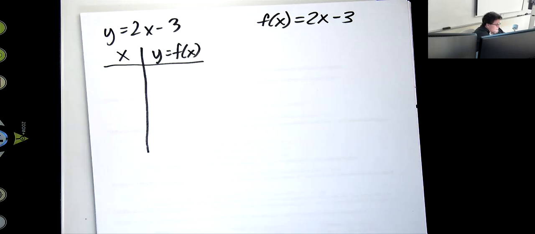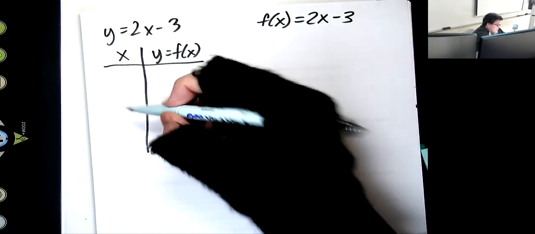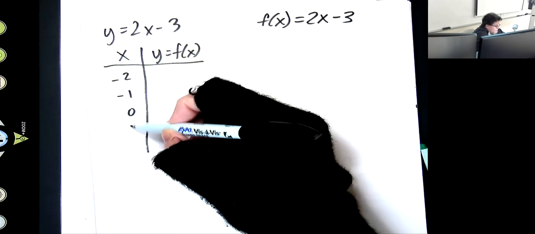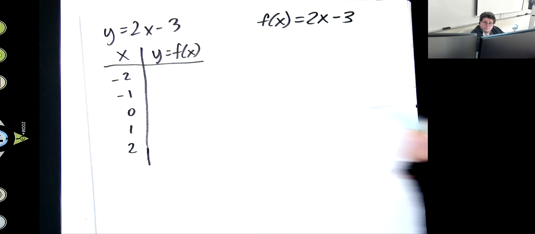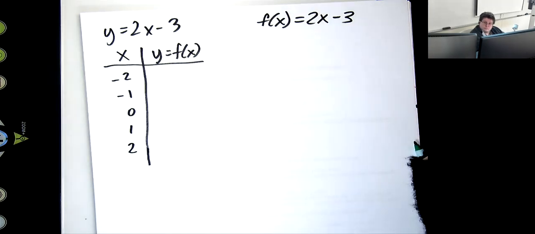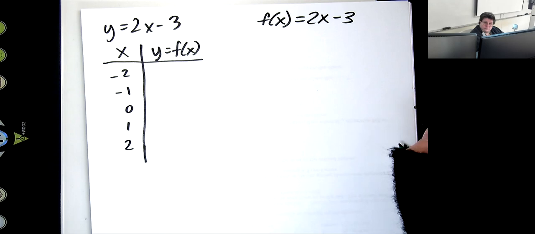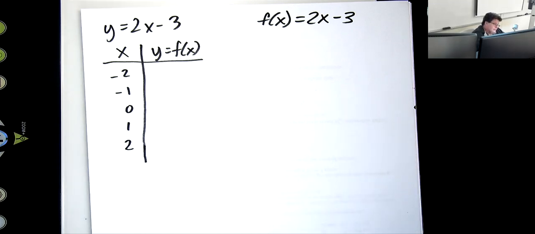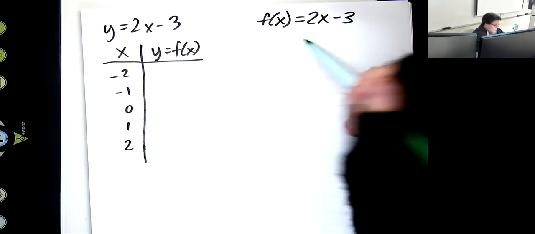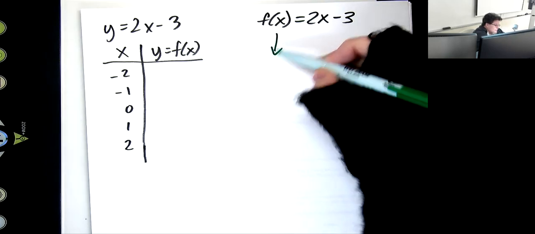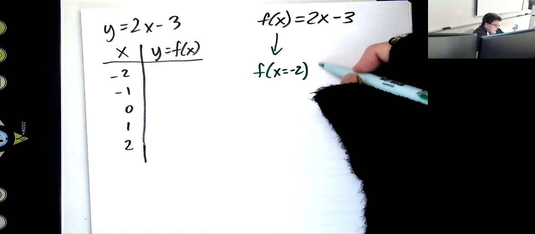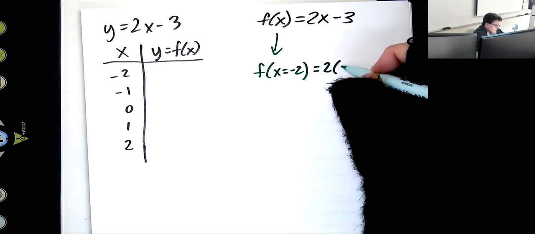Some handy things to do is just put in values that are near zero. Maybe start with zero in the middle and go back one or two and forward one or two. For this one, what I do for the function is I replace the x with a negative 2. I say x equals negative 2, and where it shows up in the equation, I replace the x with that value.